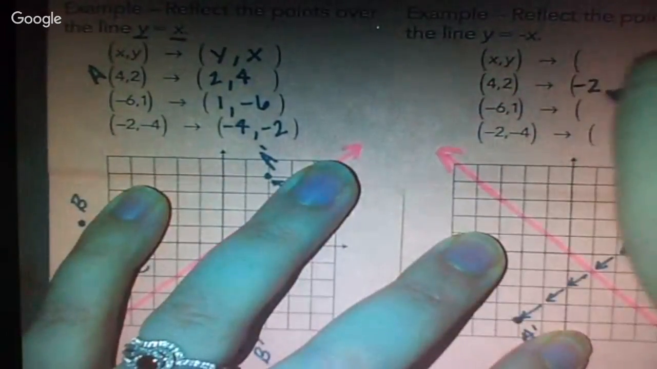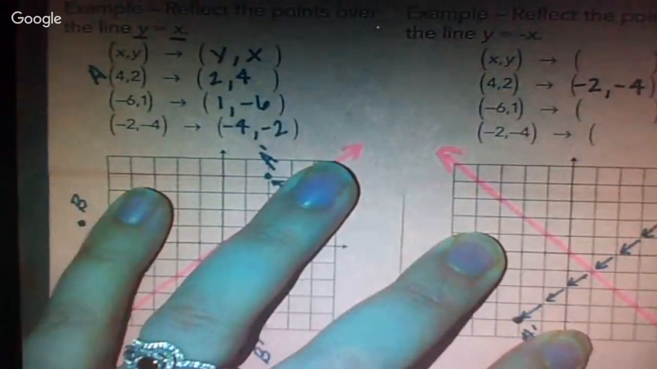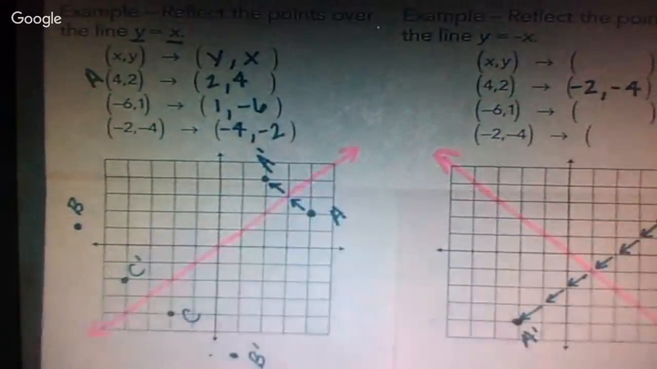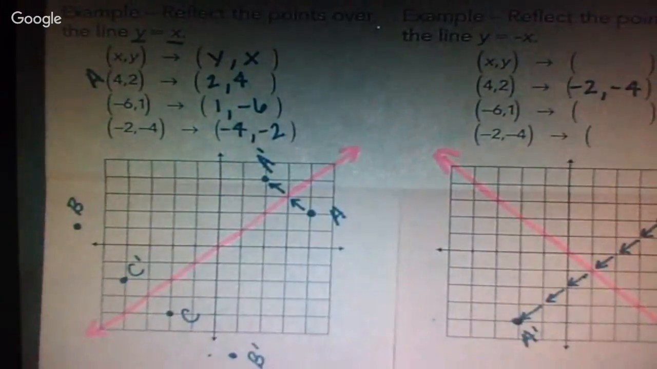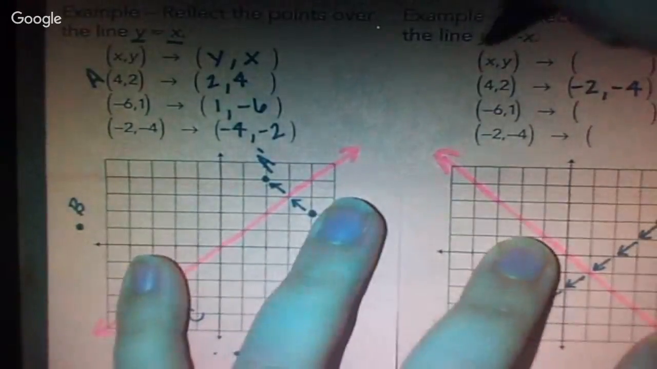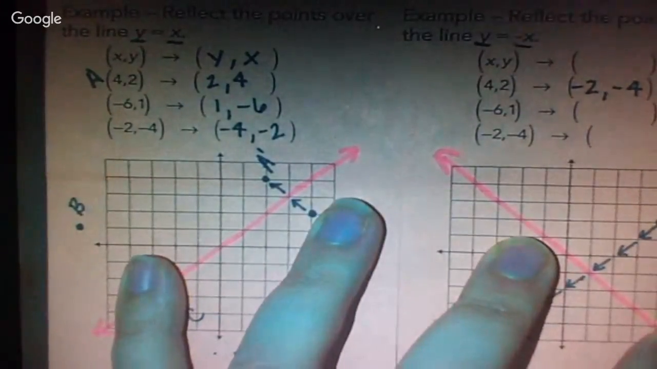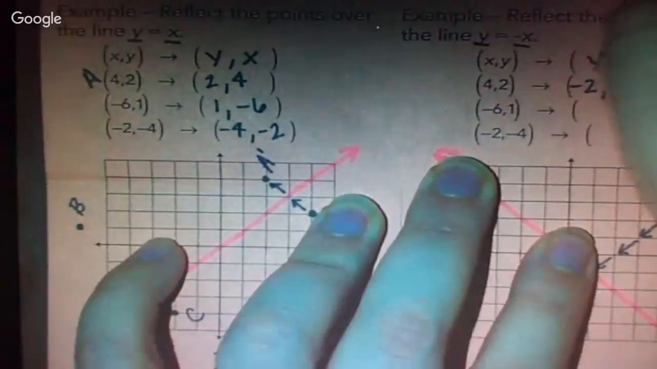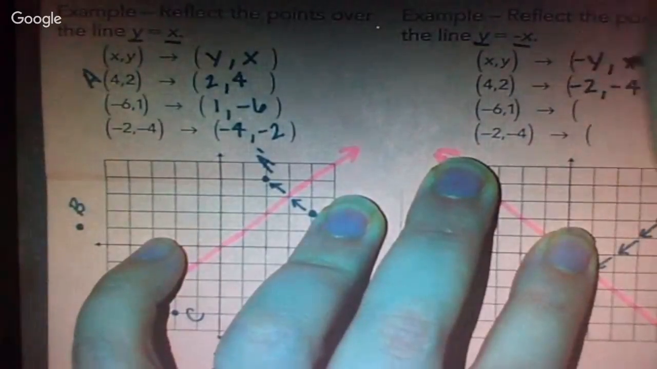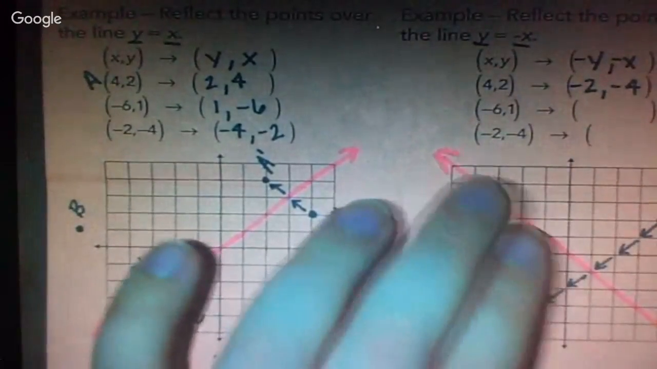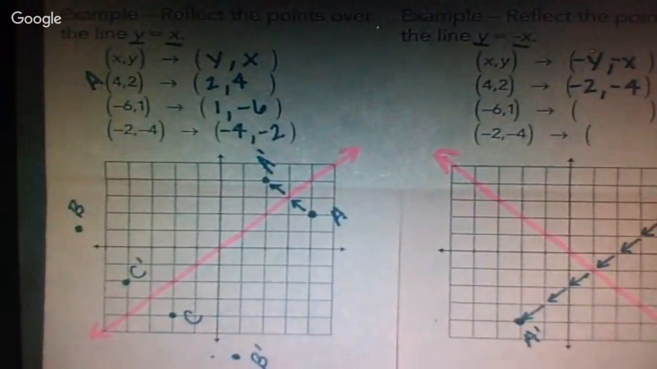-2, -4. Okay, so you change the signs of both. What else happens? You flip it. Okay, so we still flip it. Y should come first, X should come second. And we have to change the signs of both this time when I flip it. So that means -6, 1.